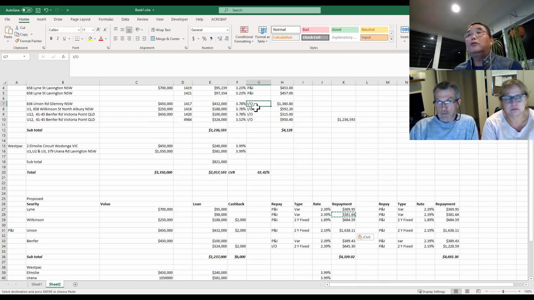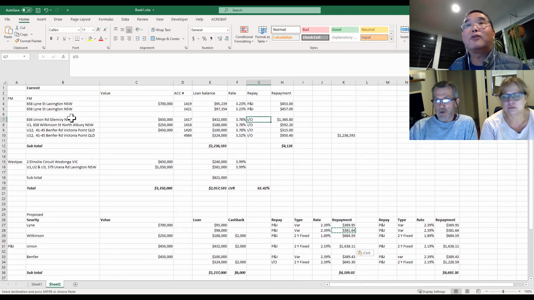No, you can't keep the $6,000 altogether in total, because there's a cost for refinancing. You are talking about how many properties? 4 properties. Refinance 4 properties.